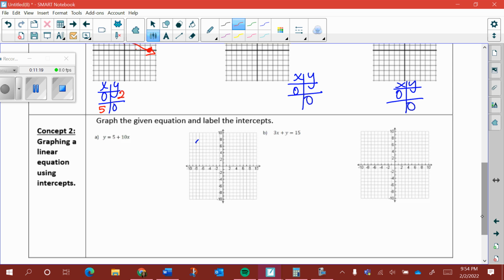Concept 2. When I give you an equation, I want you to label the intercepts from a slope-intercept form type equation, or y equals mx plus b format-ish, or any kind of linear format. I want you to plug in a 0 for x and solve for y. So again, same thing. I'm going to say let y equals 0, so 0 equals 5 plus 10x. Take away 5 from both sides. Negative 5 is equal to 10x, divided by 10. So now I end up with negative 1/2 is equal to x.